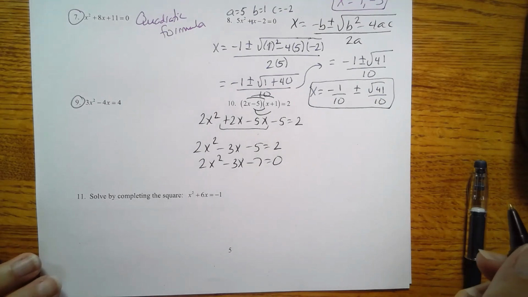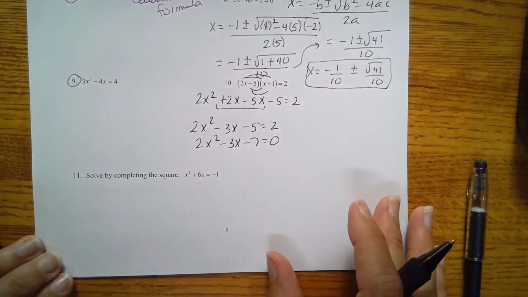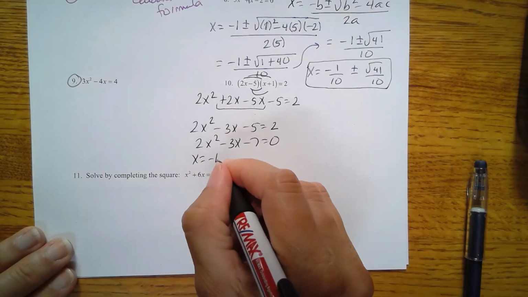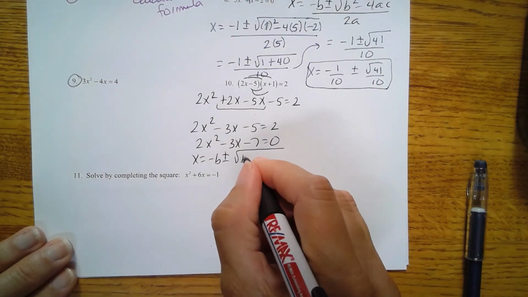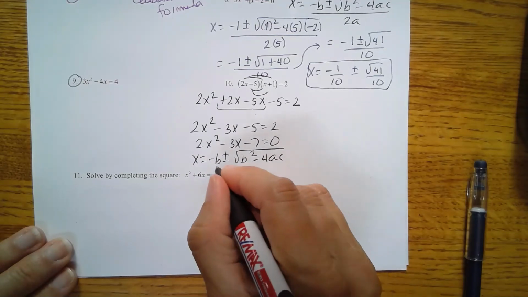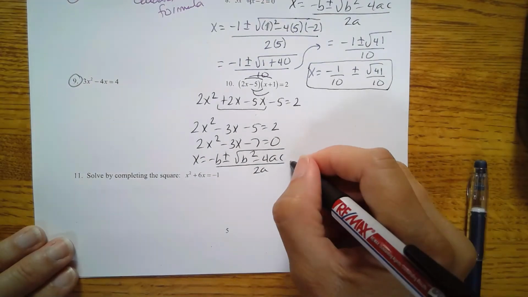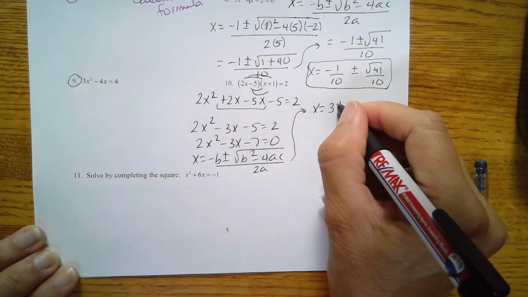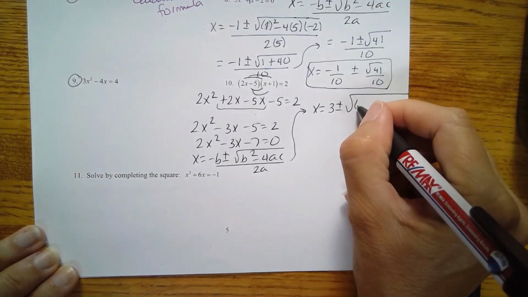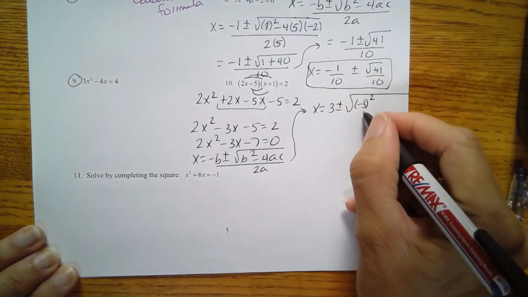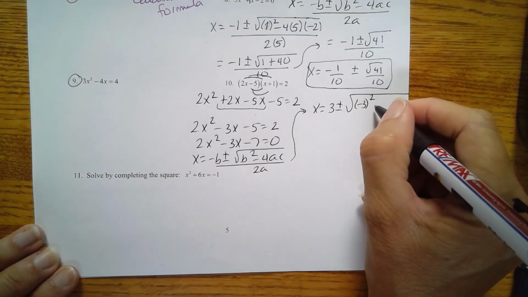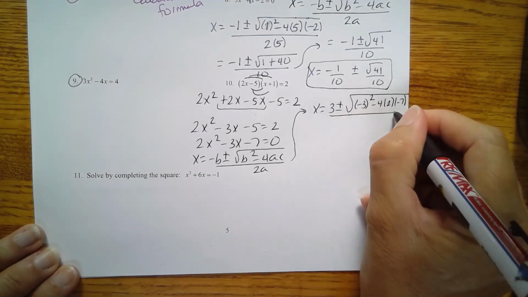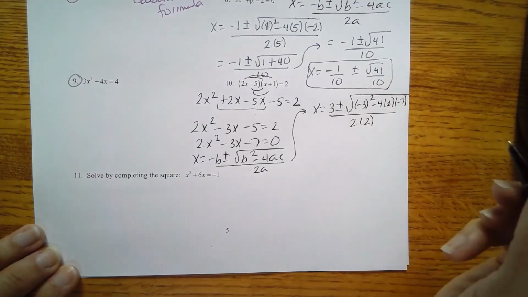So now at that point, you could try the AC method, but it will not be factorable. So we're going to use the quadratic formula. So x equals negative b plus or minus the square root of b squared minus 4 times a times c, all over 2a. So x equals negative 3, so it's going to be positive 3, plus or minus the square root of negative 3 squared, so that's why you have to make sure you use parentheses there, minus 4 times a is 2, times c, which is negative 7, all over 2 times a, and a is 2.